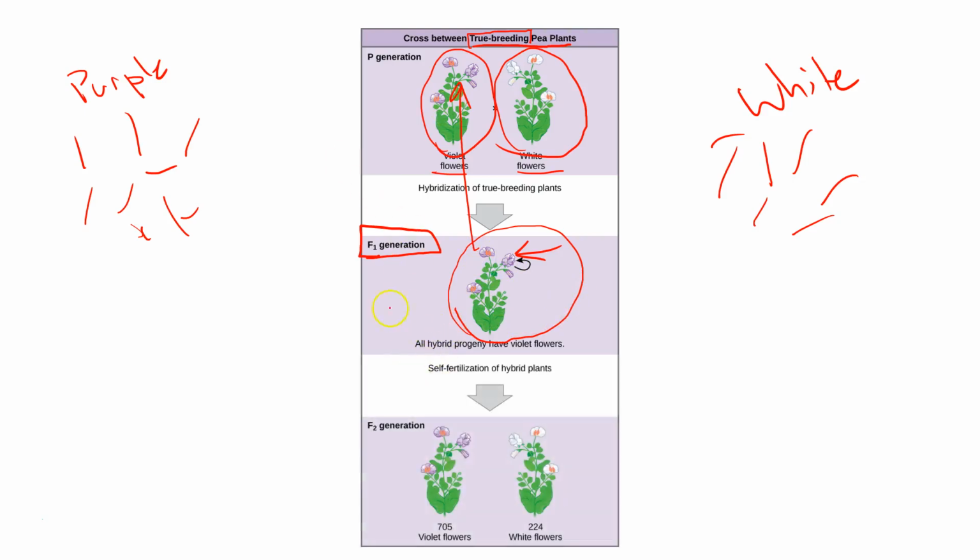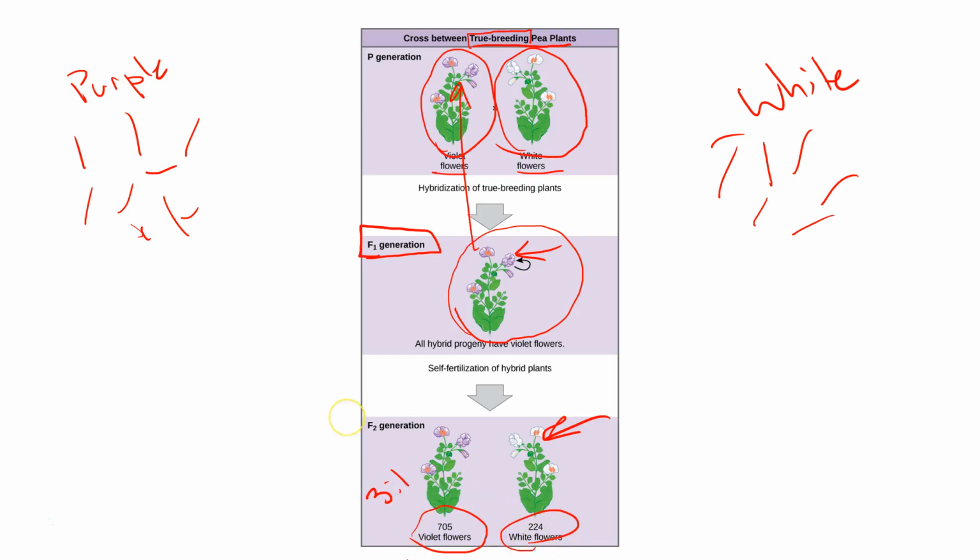So that was curious, but what's even more curious is he would take all of these offspring and cross them with one another, and then all of a sudden the white flowers would come back into existence. And that was really bizarre. Furthermore, he would find that the ratio between these two alleles was usually about 3 to 1. So in this experiment, he counted 705 violet flowers to 224 white flowers.